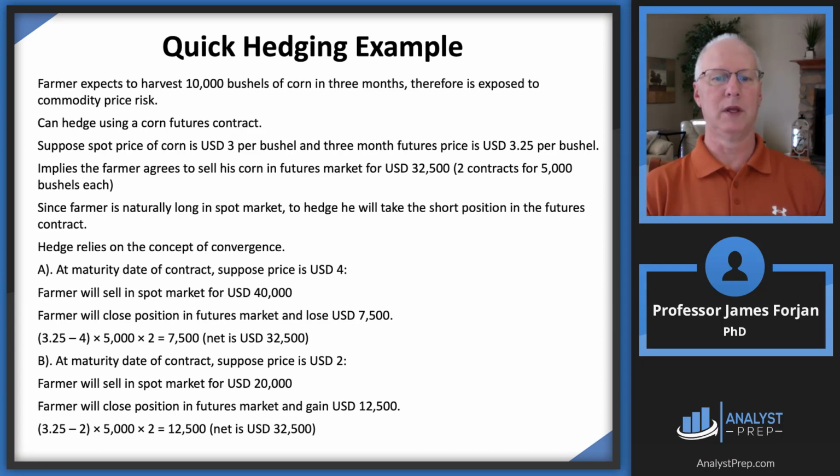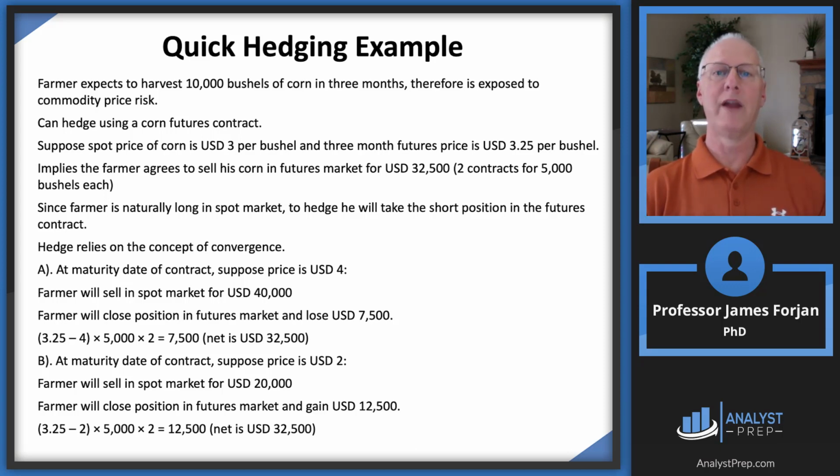So let's do a quick hedging example here. I'm going to read some of these quickly and do the math quickly, and I think you'll be able to follow along. I'll summarize it at the end, and that'll lead us directly into the hedges that we're going to look at in this chapter. All right, let's suppose that we're considering a farmer, and this farmer expects to harvest 10,000 bushels of corn in 3 months. So what kind of risk is the farmer exposed to? Of course, this is commodity price risk.